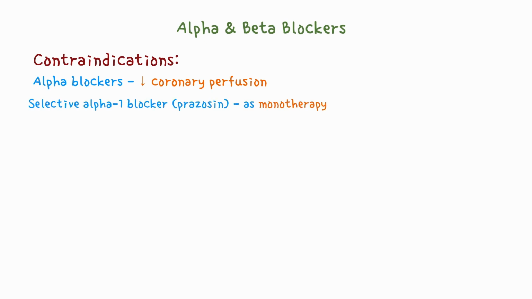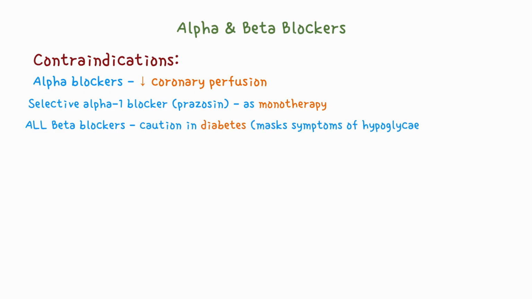Selective alpha-1 blockers like prazosin should not be used as monotherapy in heart failure because of sodium and water retention. All beta blockers should be used with caution in diabetes because beta-2 blockade stops the liver from releasing glucose during a sugar crash and masks the tachycardia that usually warns a patient their sugar is low. Non-selective beta blockers are contraindicated in asthma because blocking beta-2 causes the airways to constrict.